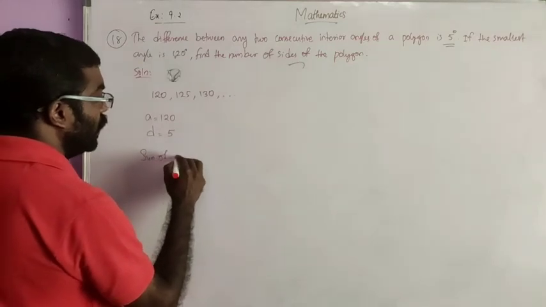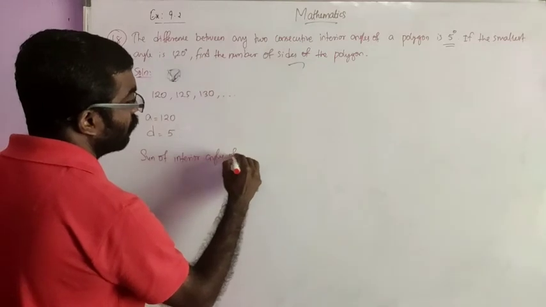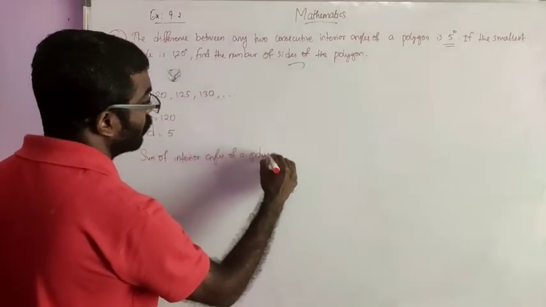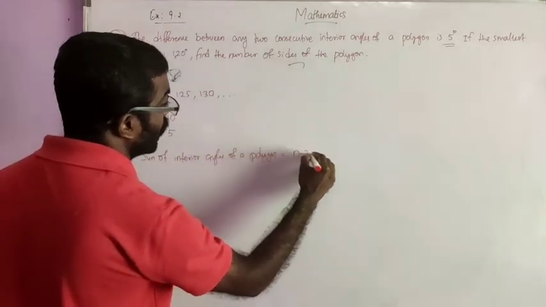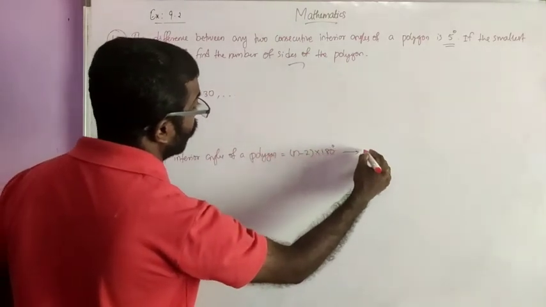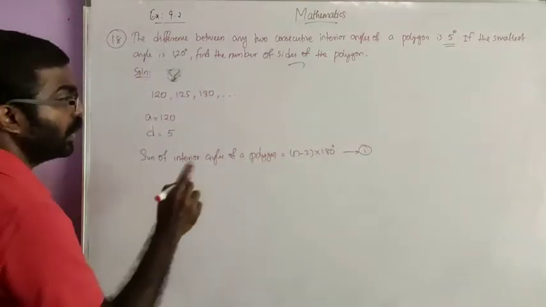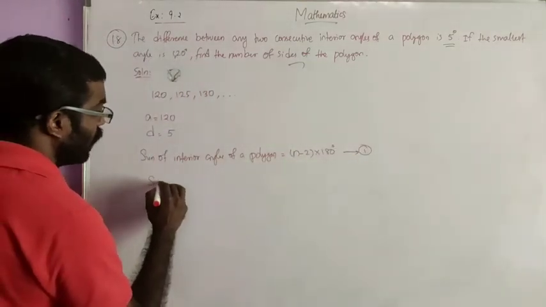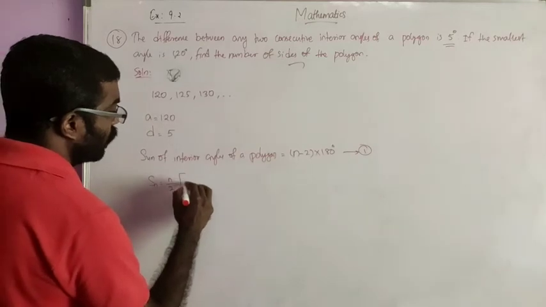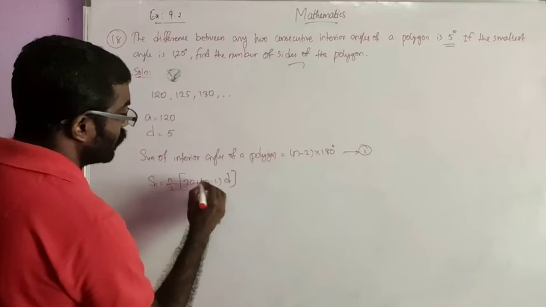Sum of interior angles of a polygon is equal to n minus 2 into 180 degree, that you have learned in lower classes. Take it as equation 1. The same sum we can find using the formula Sn is equal to n by 2 into 2a plus n minus 1 into d, because it is an AP.